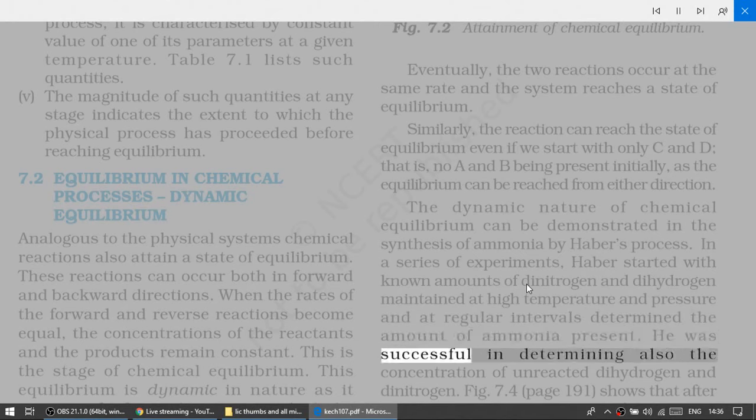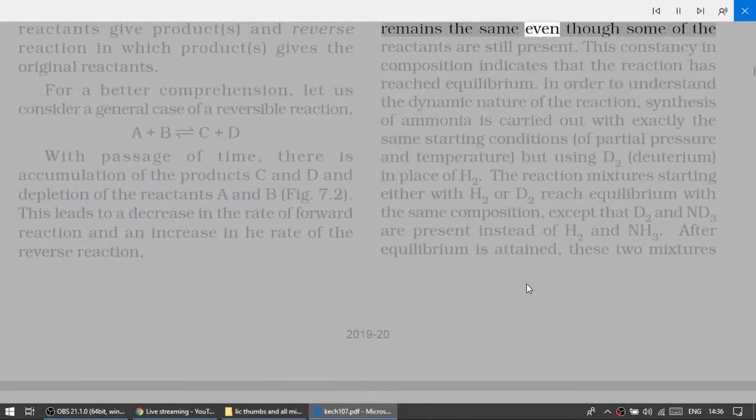He was successful in determining also the concentration of unreacted dihydrogen and dinitrogen. Fig. 7.4, page 191, shows that after a certain time the composition of the mixture remains the same even though some of the reactants are still present. This constancy in composition indicates that the reaction has reached equilibrium.